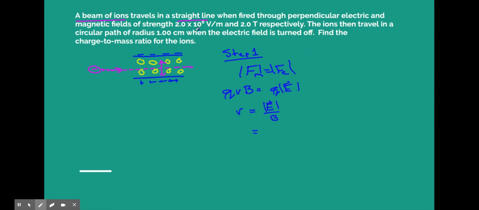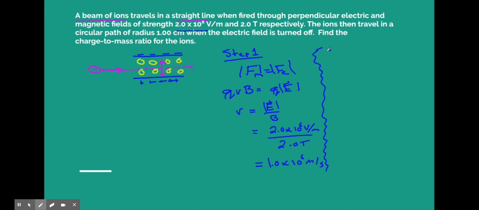So the speed should be the electric field divided by the magnetic field strength. The electric field in this question is 2.0 times 10 to the 6 volts per meter. And the magnetic field is 2.0 Teslas. And so our speed in this case is 1.0 times 10 to the 6 meters per second. So there's step one, finding out the speed.